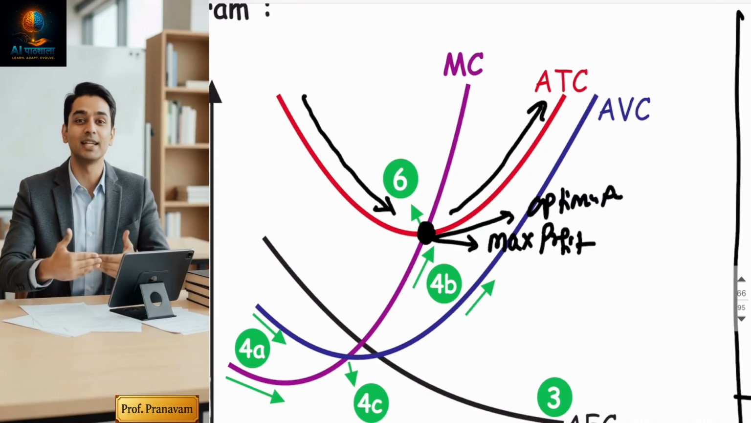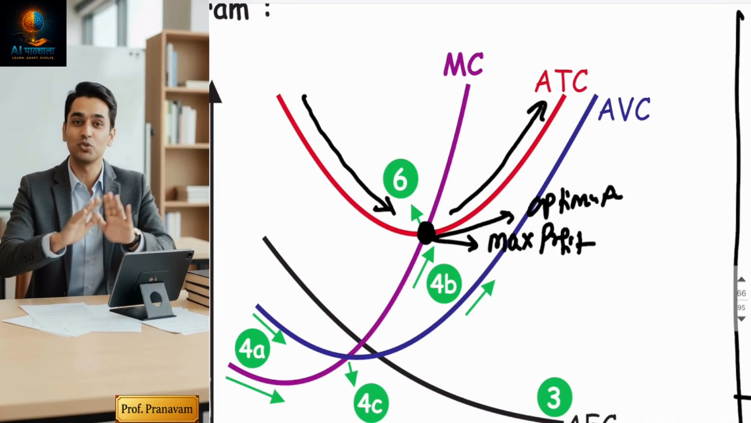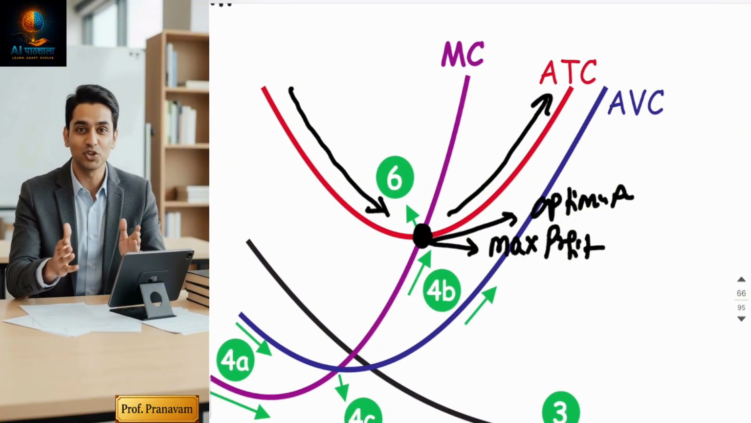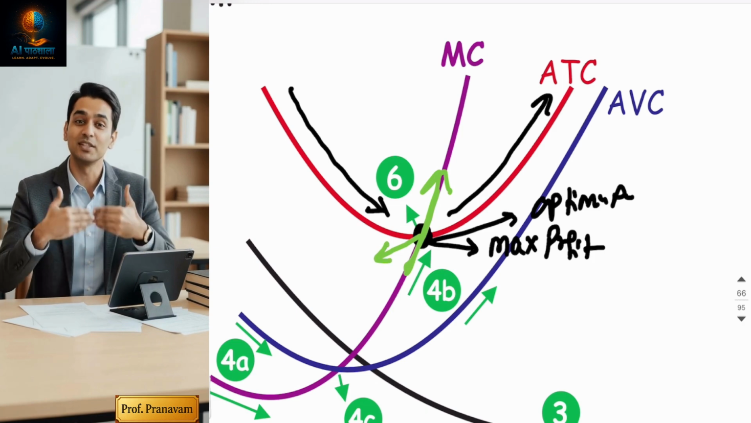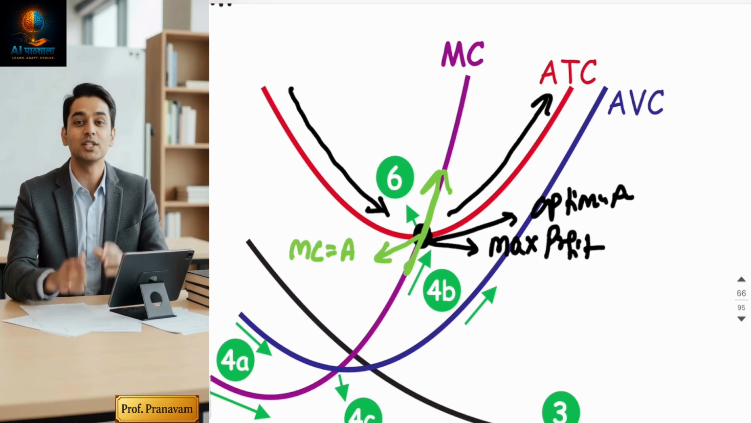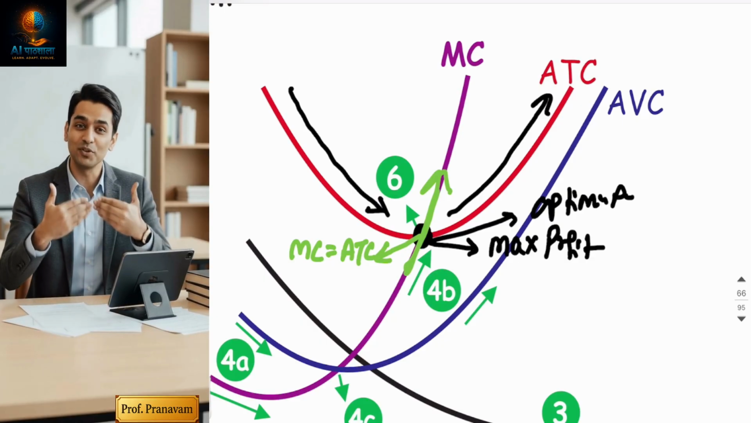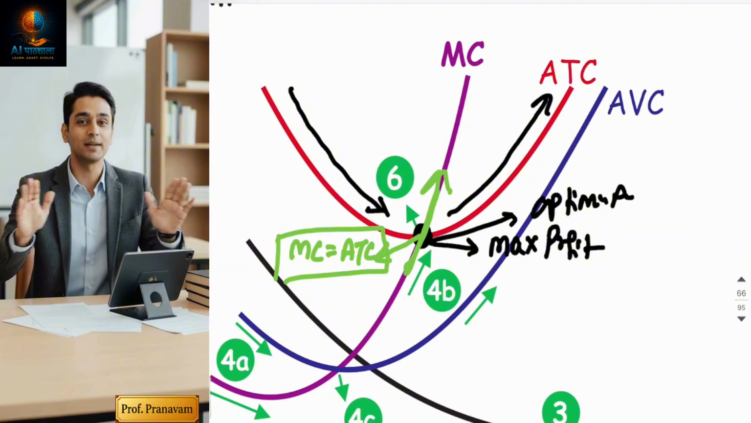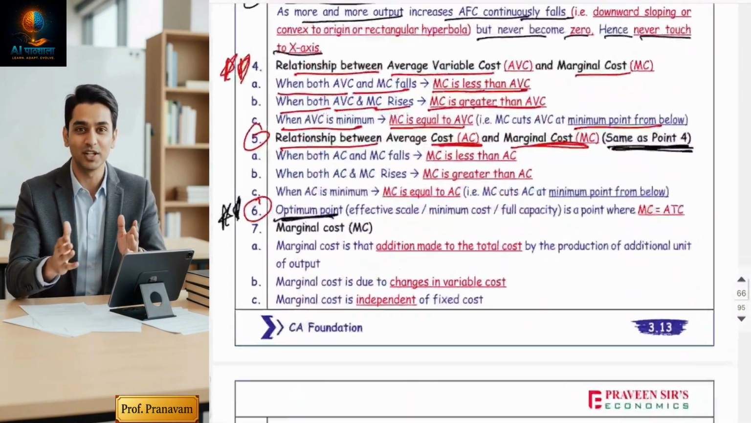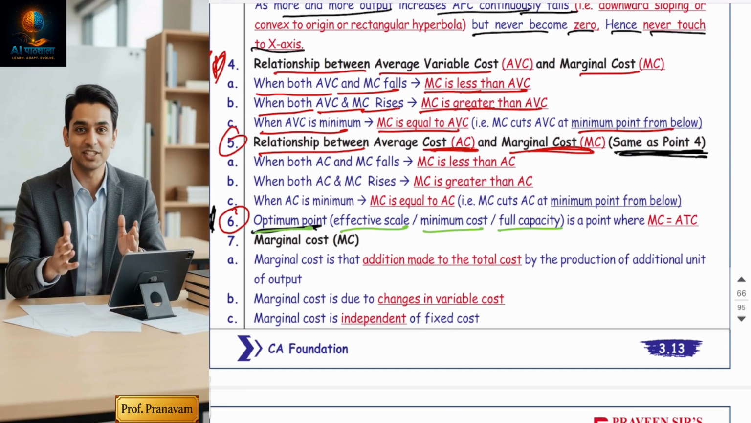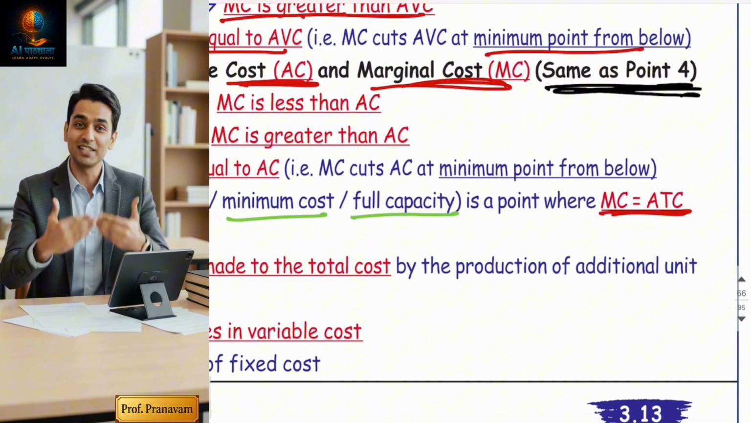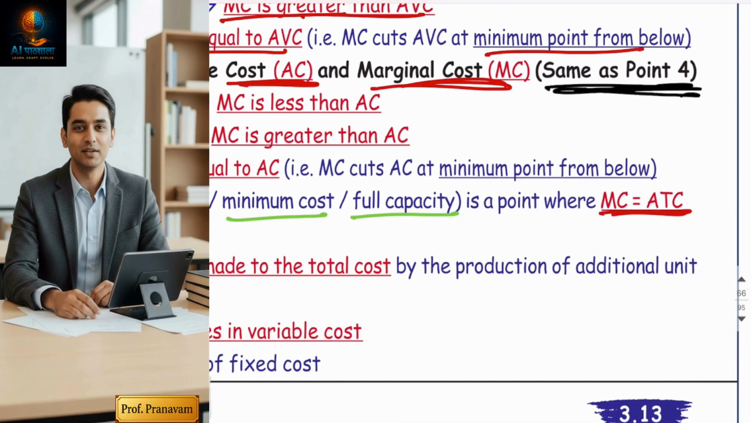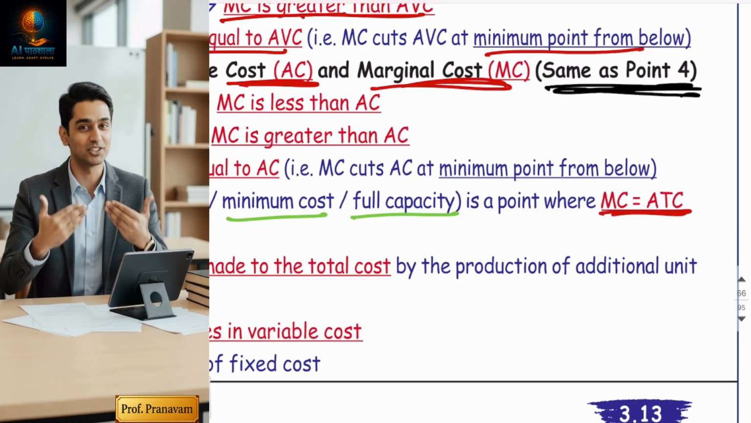Now, if in the exam they ask you where ATC is minimum, how are we going to represent it? Friends, the theory is ATC is minimum where MC cuts ATC. So can I say a seller enjoys optimum capacity where MC is equal to ATC? Yes, sir, where MC is equal to ATC. Optimum point, efficient scale, minimum cost or full capacity: if any of these words come, it means MC is equal to ATC. It is the point where average total cost remains minimum and the seller enjoys maximum profit.